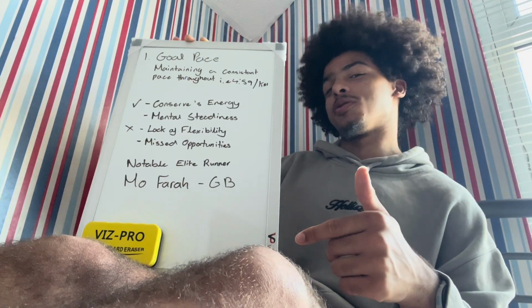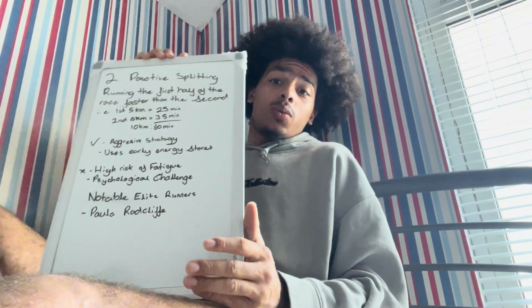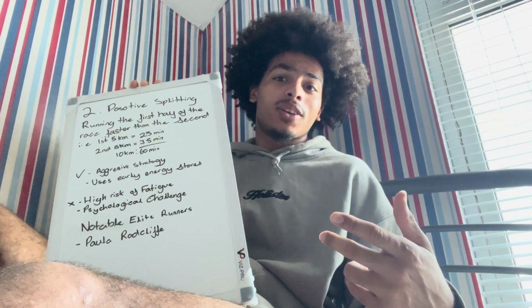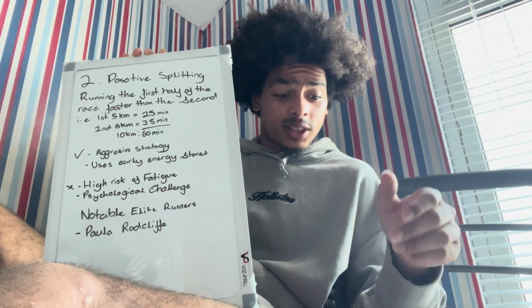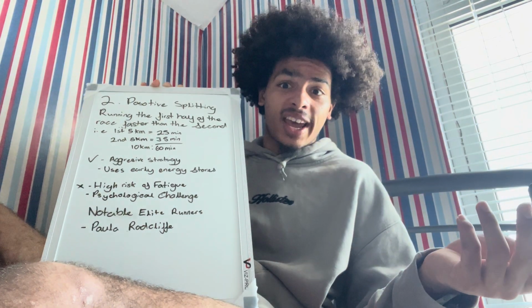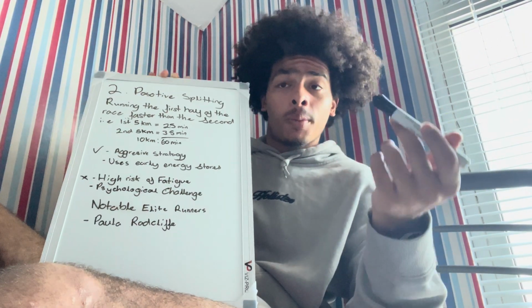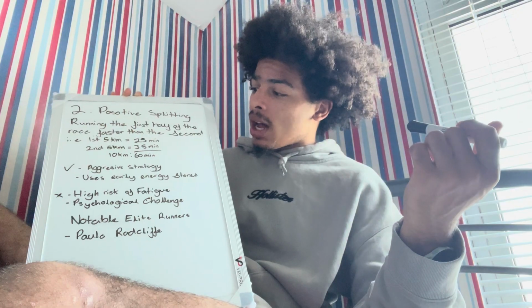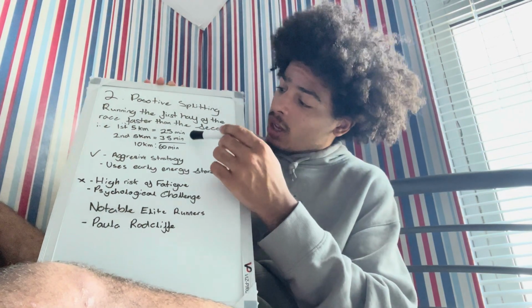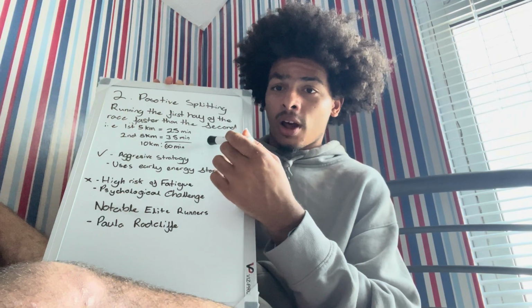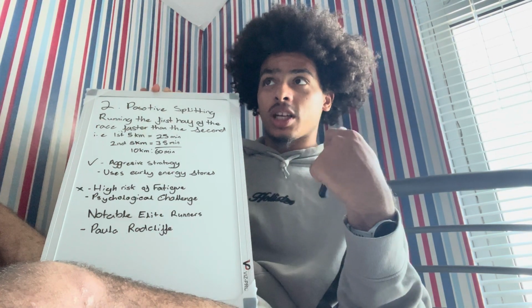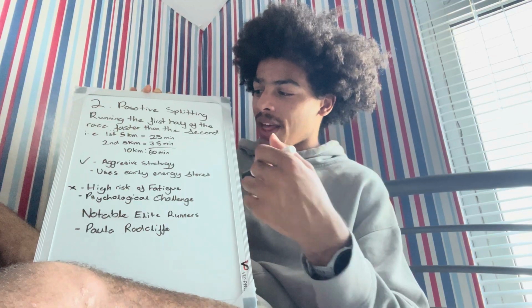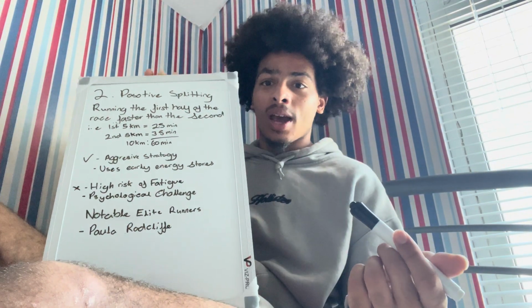Next one, I'm going to go over positive splitting for you. So the second thing we'll go over today is positive splitting. So what is it? So positive splitting is simply where you run the first half of your race faster than your second. So for example, if you're doing a 10k and you're aiming for about 60 minutes, or sub 60 or just over, and you simply run your first 5k in 25 minutes, and then the second half in 35 minutes. This can be adjusted slightly, but it's simply just where you run the first half faster than the second, and that should land you about a 60-minute 10k.